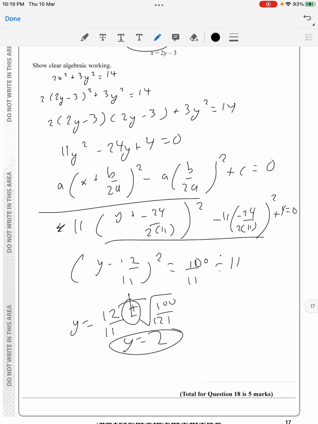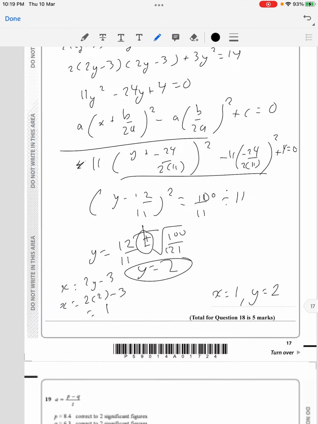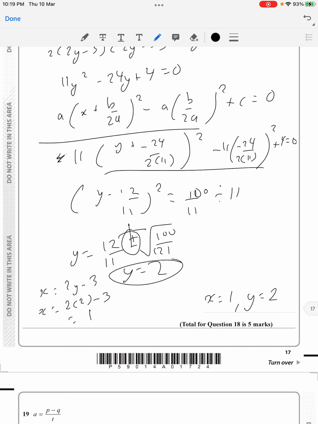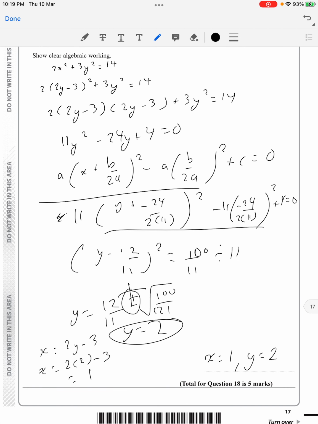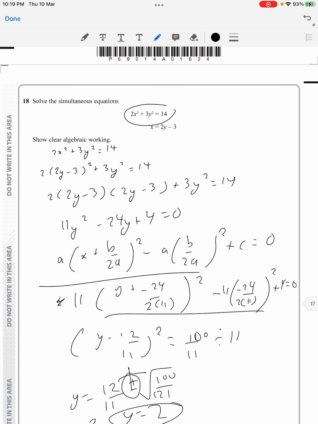So you add them, okay? Y is equal to 2. And put that in your simple equation. Right, so you should be getting about x is equal to 1. Y is equal to 2. So I did not show the whole steps yet, but you get the idea of how you're going to solve complex algebraic simultaneous equations, okay?